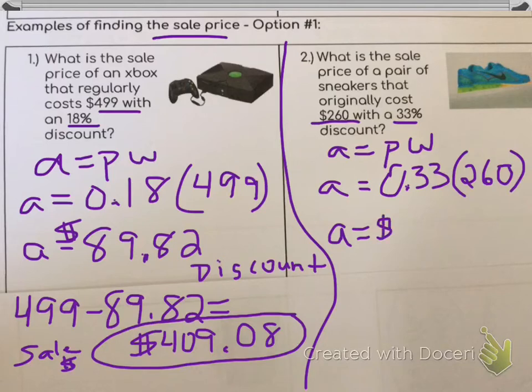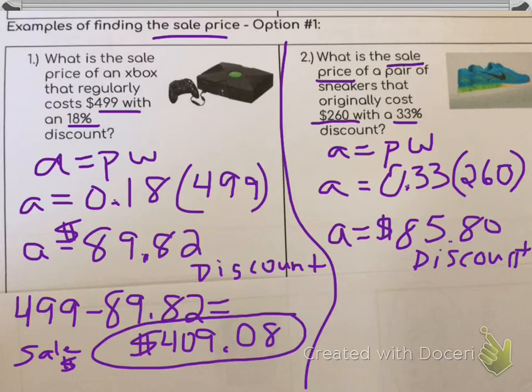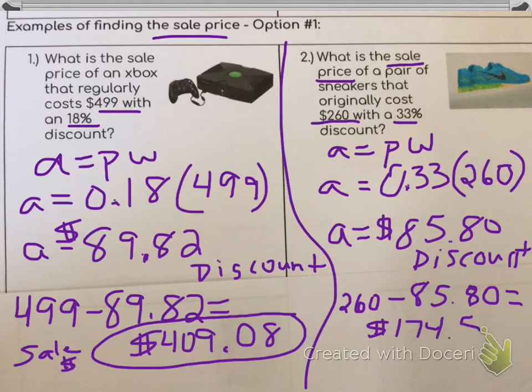You get $85.80. That is my discount. So I'm not done yet because the question wants to know what is my sale price. So I'm going to take my original price of $260 and I'm going to subtract my discount, $85.80, and I'm going to get my sale price, which is $174, use the calculator, and 50 cents is my sale price.